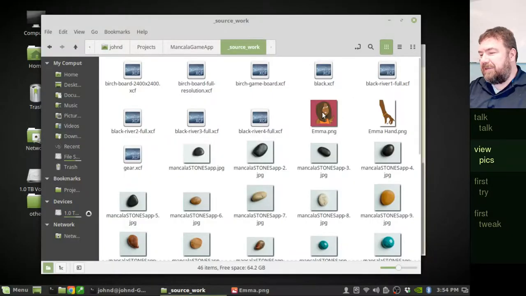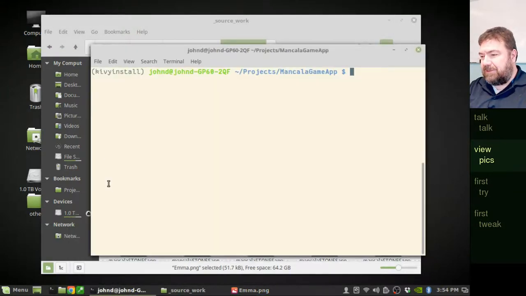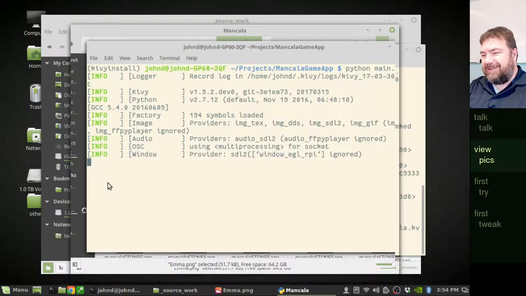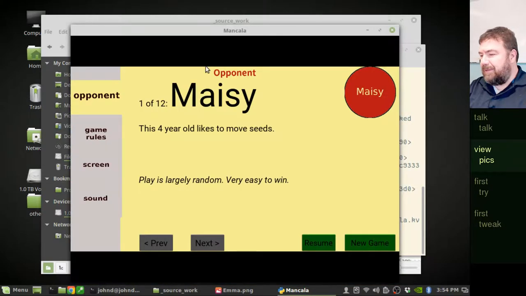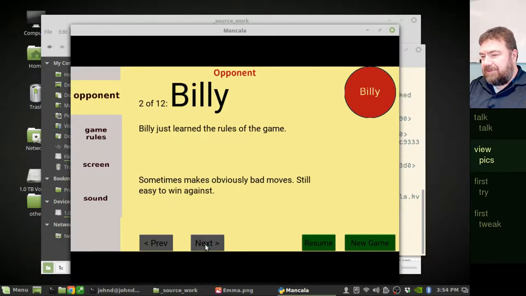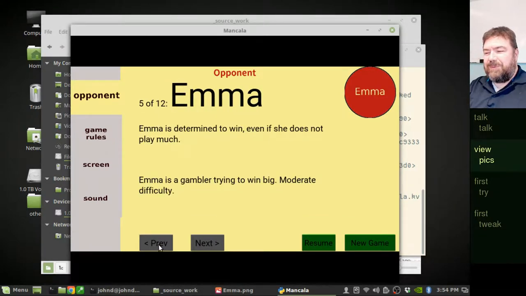Loaded the two images. Here's the first one. Emma.png. This is for character number 5 in our list of AI characters. She is, actually, let's bring up the game and see what it says she is. Emma is determined to win, even if she does not play much. Emma is a gambler trying to win big, moderate difficulty.